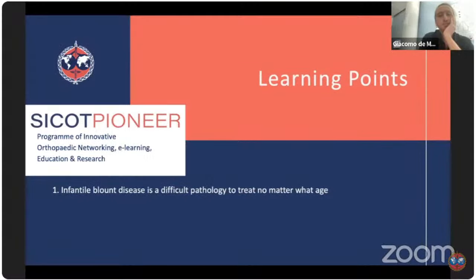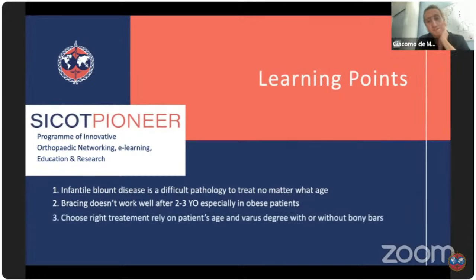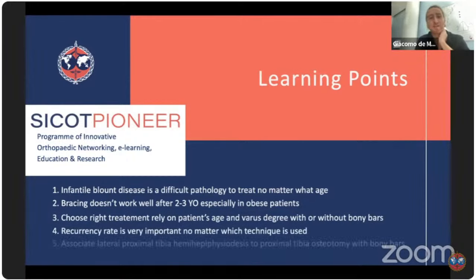So just to go through some learning points, what I learned so far is that infantile Blount's disease is a very difficult pathology to treat no matter what age. The bracing doesn't work well after 2-3 years old, especially in obese patients and patients with the disease affecting both legs. Choosing the right treatment really relies on the patient's age and varus degree, with or without bony bars. The recurrence rate is very important no matter which technique is used.